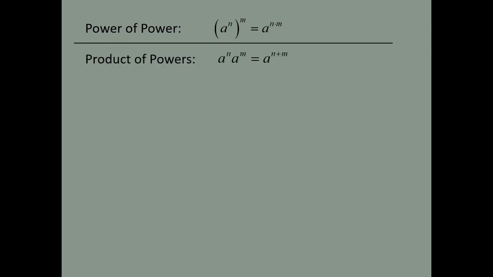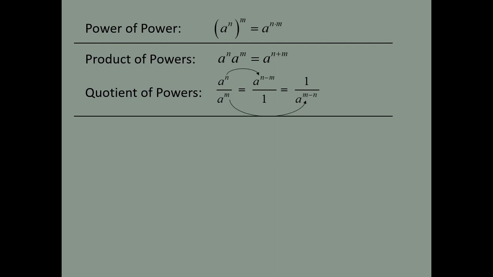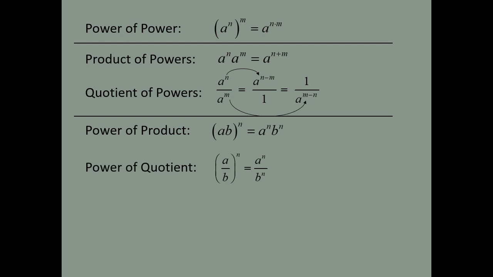Let's look at all the rules we just covered. First, we looked at the power of a power, where we multiply the exponents, and then a product of powers, where we add the exponents. Similarly, we had a quotient of powers, where we subtract the exponents, either in the top or the bottom. We also had a power of products, where we apply the exponent to each factor separately. And similar to that, there was a power of quotients, where we apply the exponent to the top and the bottom separately.